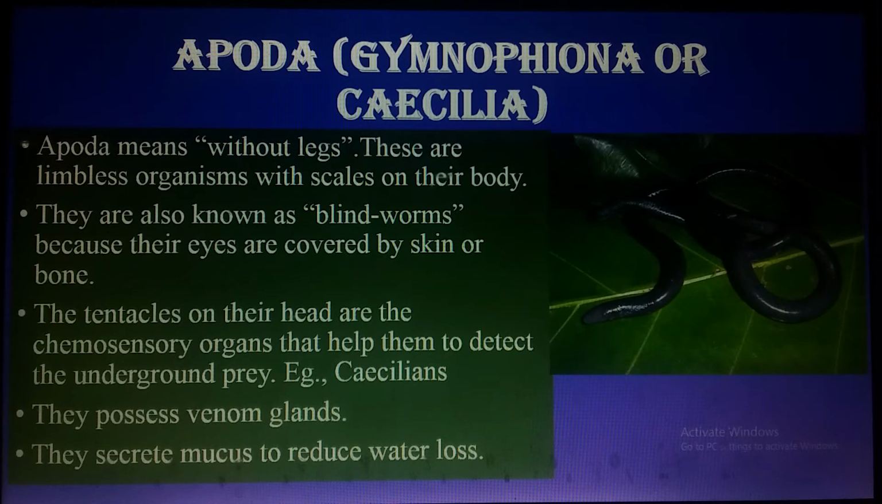So, the last point, they secrete mucus to reduce water loss. They secrete mucus, moist body, because amphibians have a moist body. So these are all the characteristics of Apoda, and they have venom glands. So be careful about the collection. If you are collecting the Caecilia, you must keep in mind they have venom glands. Okay.